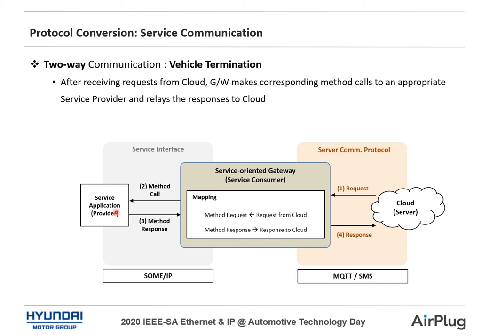When SOME/IP response is received from the service provider application, then the gateway composes the response message and delivers it to the server. Now, MQTT is used again here. But here, MQTT topic is different from the one used for request from the server. So the service-oriented gateway needs to map between the topics appropriately.